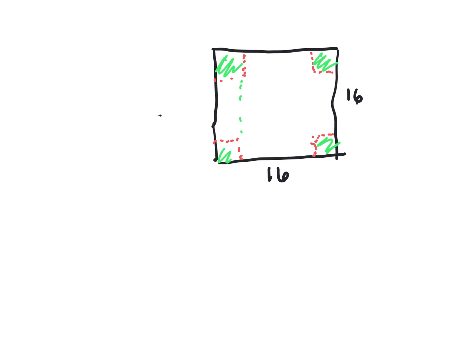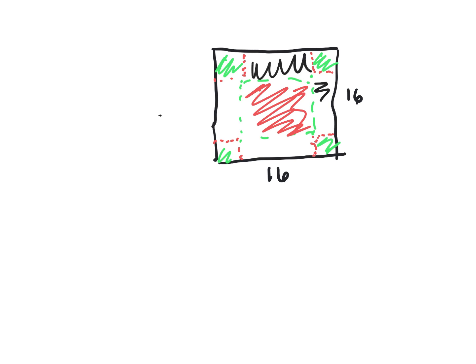So think about it like this. These green dotted lines are where the flaps are coming up. This here would be the new base, and then all these flaps are coming up, right? So you've got the new base and all those flaps coming up to get this box. So the new base is this piece here.